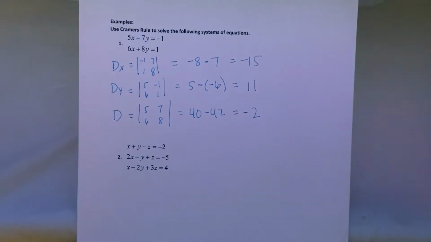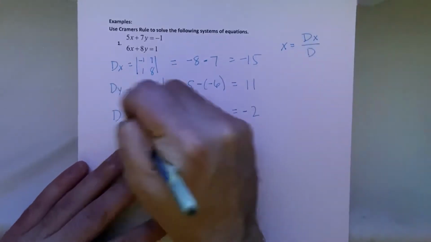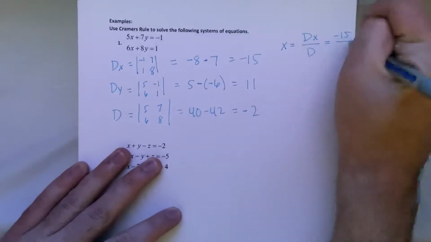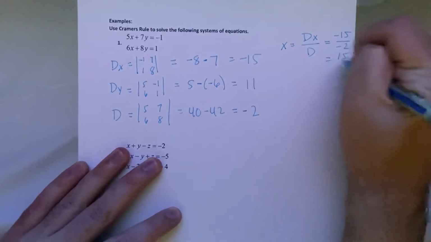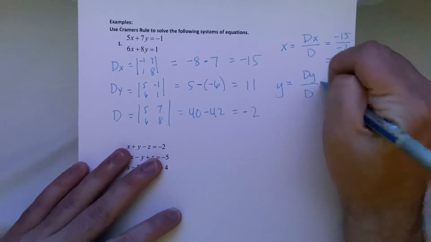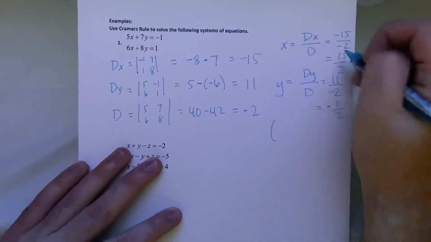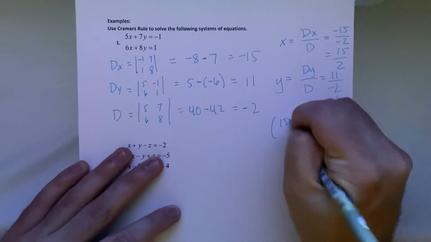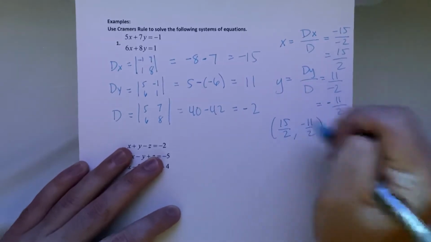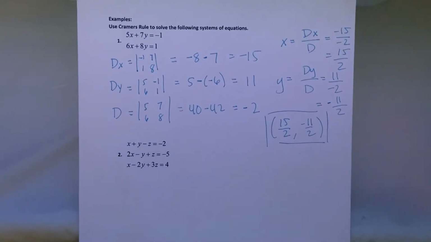What they're saying is that the solution for x is the x determinant divided by our denominator determinant. In this case, that's negative 15 over negative 2, which is positive 15 halves. It doesn't reduce. y is the same thing, dy over d, so that's 11 over negative 2, or negative 11 halves. That means our solution is just our xy coordinate: 15 halves, negative 11 halves. So it uses determinants to get solutions. Of course, it's easier said than done.